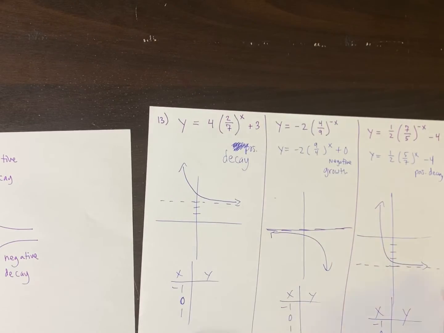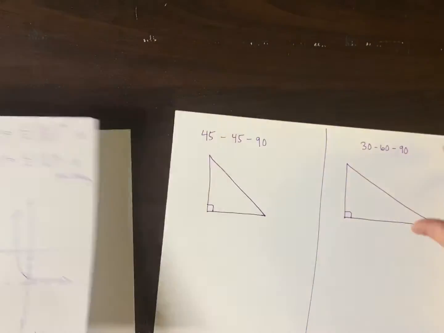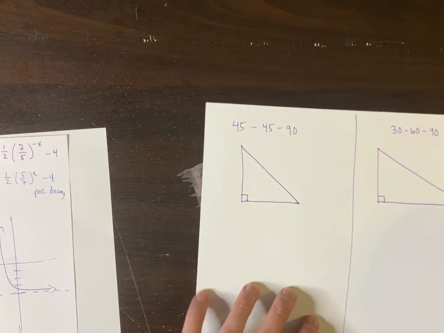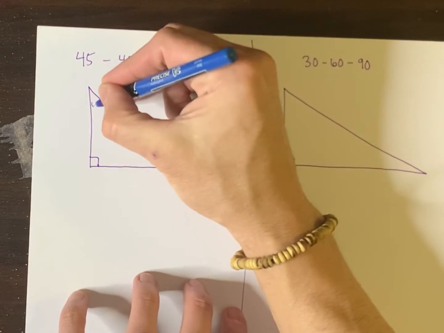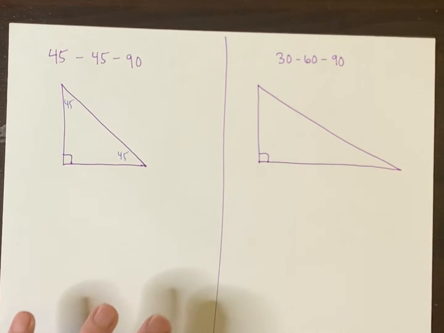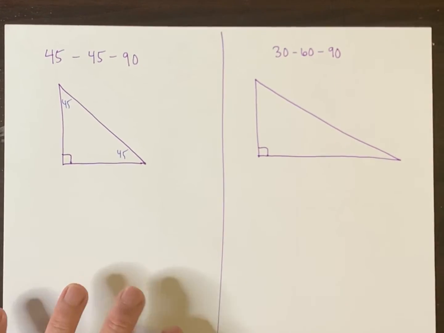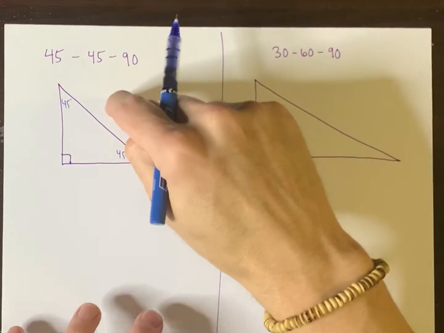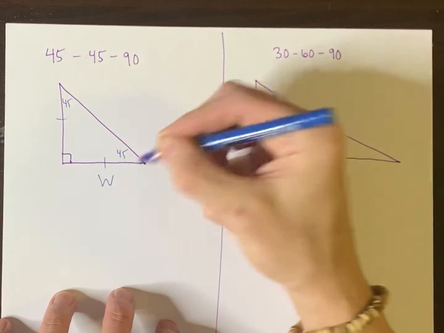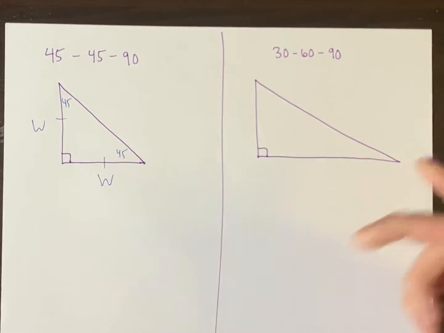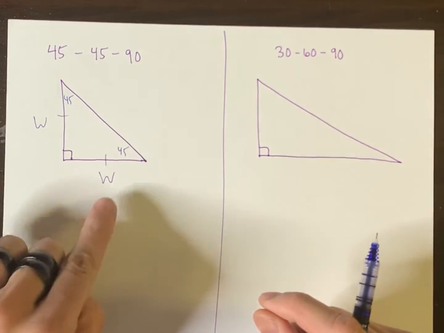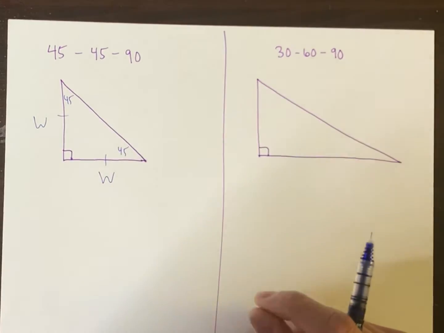So what about a different concept? Just a quick FYI, 45-45-90, 30-60-90. In a 45-45-90, they call it that because those are the measurements of the angles. And in a 45-45-90, these are the legs and this is the hypotenuse. The legs are congruent. So if you call this W, this is W. There is a relationship between the legs and the hypotenuse. Whatever these are, you multiply it by square root 2.